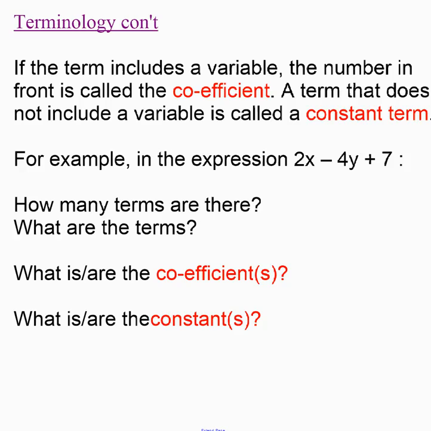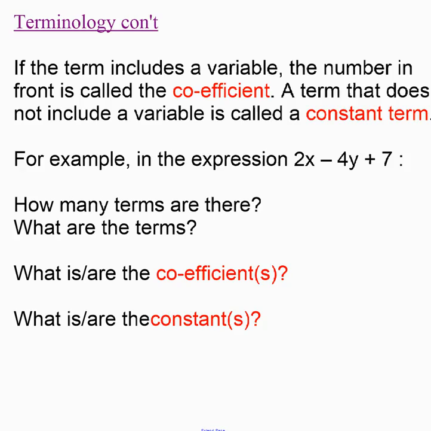When a term has a variable, it also has a coefficient. So if it says 3y, the coefficient would be 3. It tells you how many y's you have. Terms that don't have variables are called constants. And as we talked about in the tiles activity, a constant like plus 3, that never changes. You're always going to have plus 3.